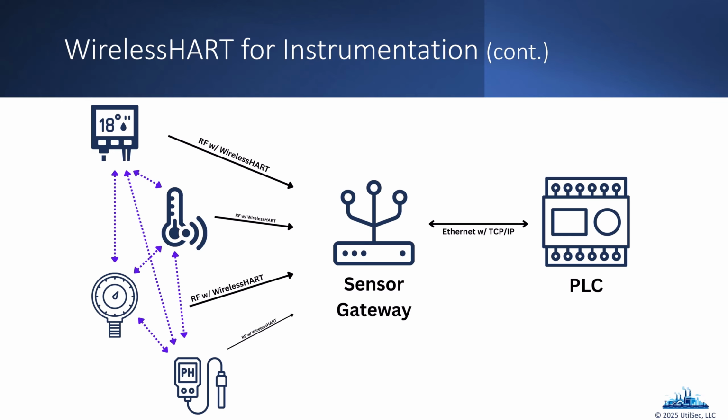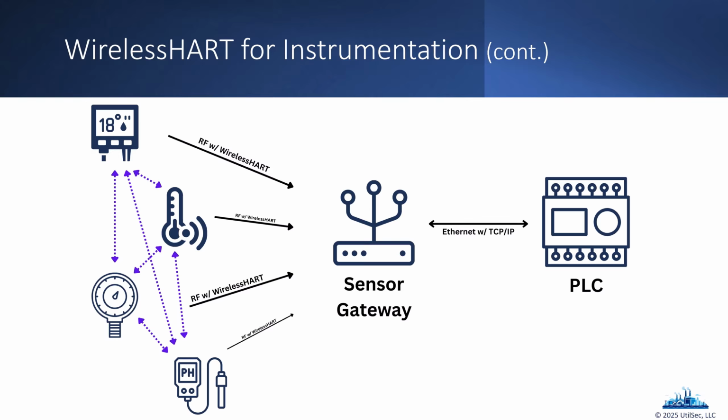So it can't transmit directly to the sensor gateway, but it can transmit to the pressure sensor, and it can transmit to the temperature sensor, and it can transmit over to that humidity sensor. And then they can actually forward that information on to the sensor gateway. So that's this idea of the mesh that it can create across those sensors to be able to gather that information, send it to the sensor gateway.